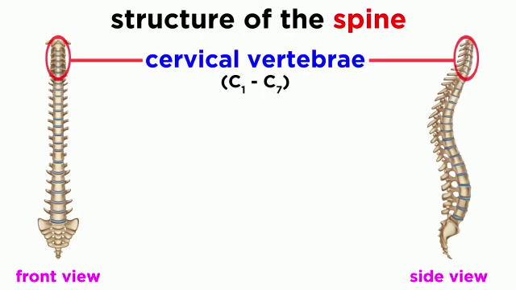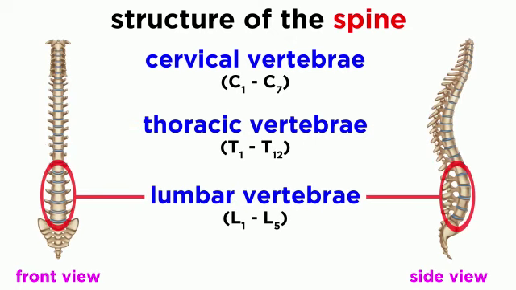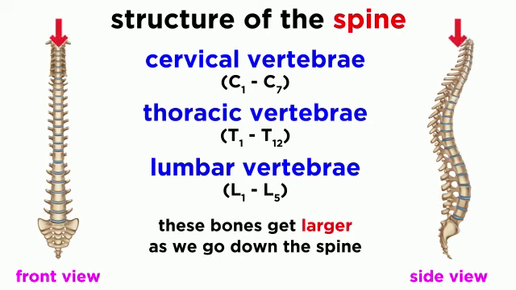At the top, we have the cervical vertebrae, which are the first 7. The next 12 are called the thoracic vertebrae. The remaining 5 are called the lumbar vertebrae. We should note that the vertebrae get larger as we go down in order to support more and more weight.